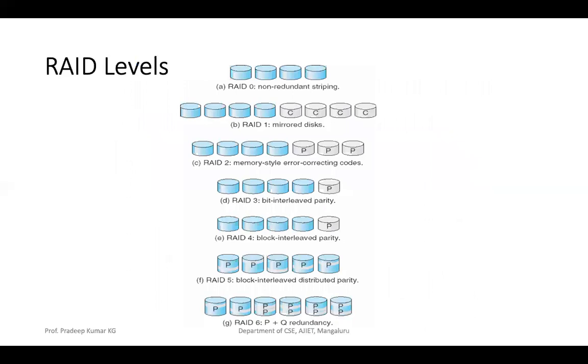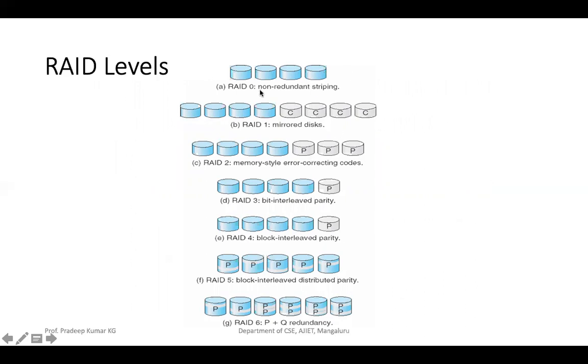So here you can see a small diagrammatic representation. RAID 0, non-redundant striping, you are supposed to group it. RAID 1, mirrored disks. You can observe over here, C is a copy of this. RAID 2, for the RAID 2 setup, we need error correcting codes, nothing but parity. I guess you understood the previous concept. If you want, I'll just brief once again.